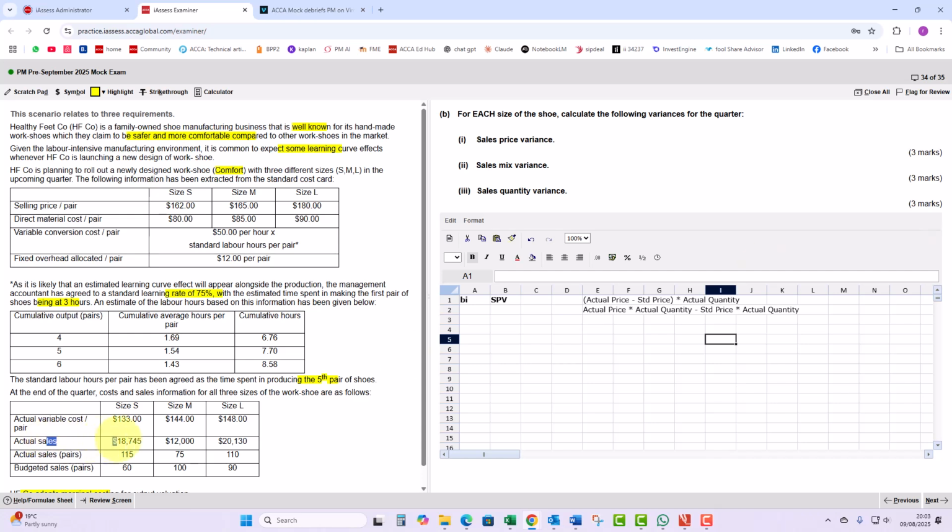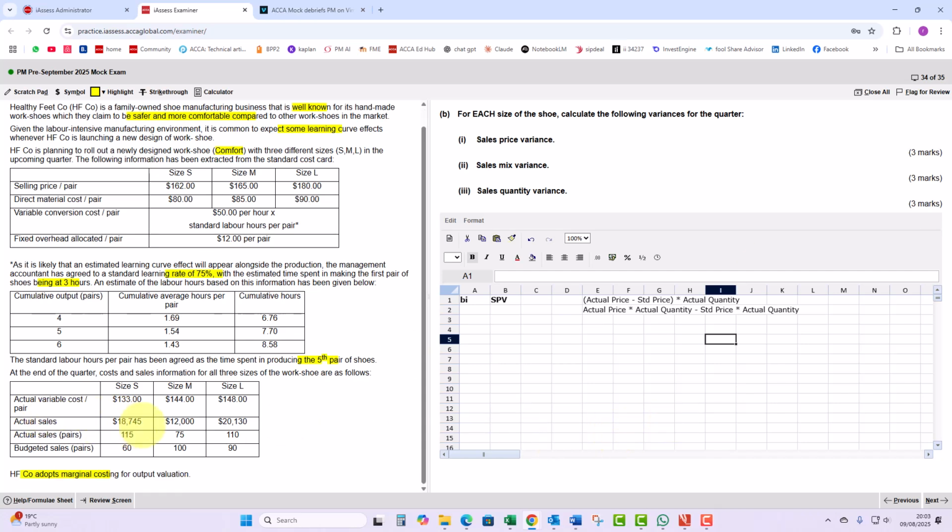In this row here, we're given the actual sales. So for example, the actual quantity sold at the actual price sold for small is 18,745. So that's giving us this whole term here, actual quantity multiplied by actual price. So therefore, I'm going to use the bottom one, use the figure as it's given to me there, and take away the standard price by the actual quantity.